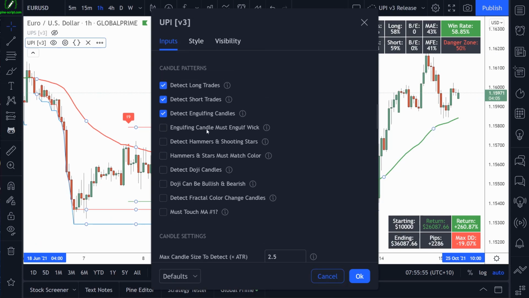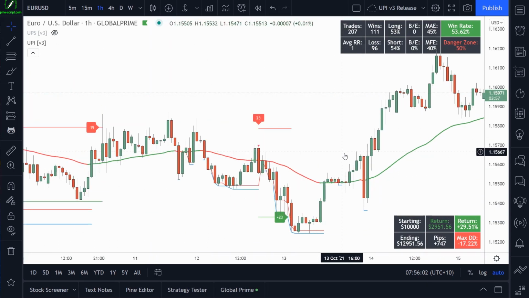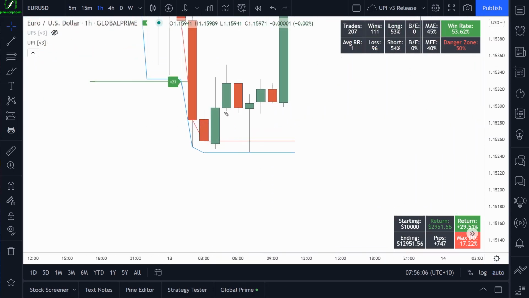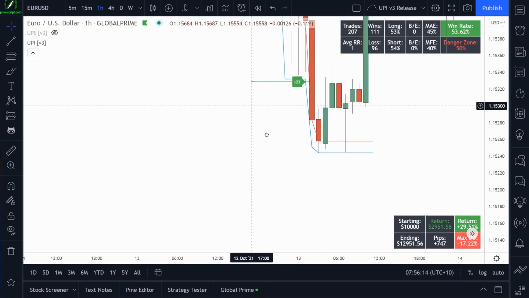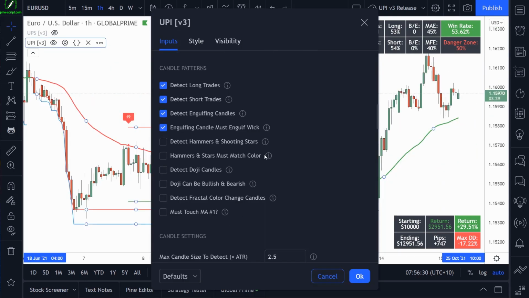And then you can also turn on a bunch of candle pattern settings. So this setting means that engulfing candles must engulf the wick. If I turn that on, any setup like this one down here, you can see that this setup here does not engulf the wick of the previous bar. So this bearish engulfing candle here engulfs the body of the bar, but not the wick. Whereas these setups do engulf the wick. So that's just another filter there. By default, it's turned off.